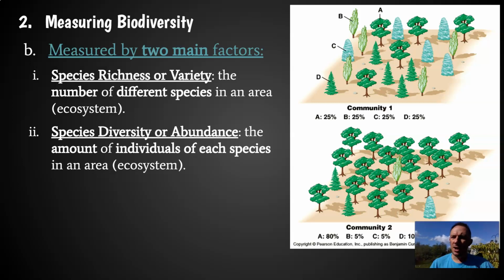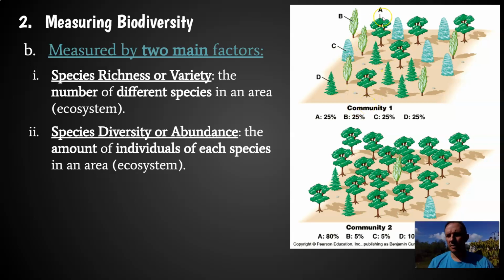If you look at these two diagrams, we're going to compare two different plant communities here, and this will start to make sense to you. Looking at these, which one has a higher species richness, or variety? In other words, which one has the highest number of different types of species? The answer is they're both identical. These both have the same number of different types of species in them. This community is made up of four different species.